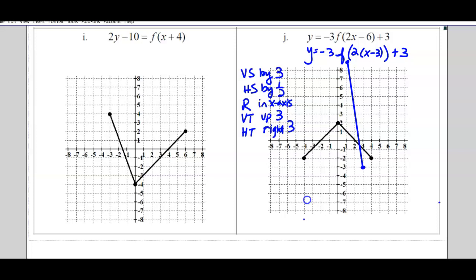So a vertical stretch by 3 would be at negative 6. Horizontal stretch by half would be at 2 for us. Reflecting the x-axis would be at positive 6. 3 up, and to the right 3.